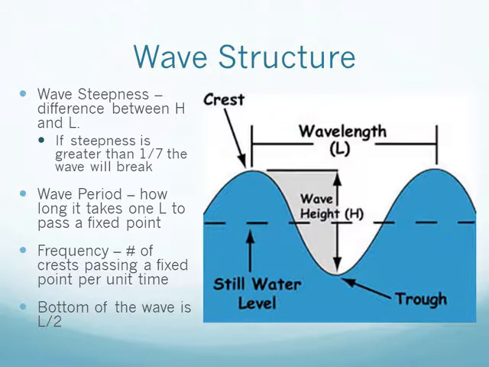The basic wave structure includes the top of the wave, which is also known as the crest, and the bottom of the wave, which is known as the trough. There is the wavelength, which is the distance between two crests, and then there's the wave height, which is the distance between the crest and the trough. For those of you who like surfing, you would really care about the wave height. Other things to consider is the wave steepness, which is the difference between the wave height and the wavelength.